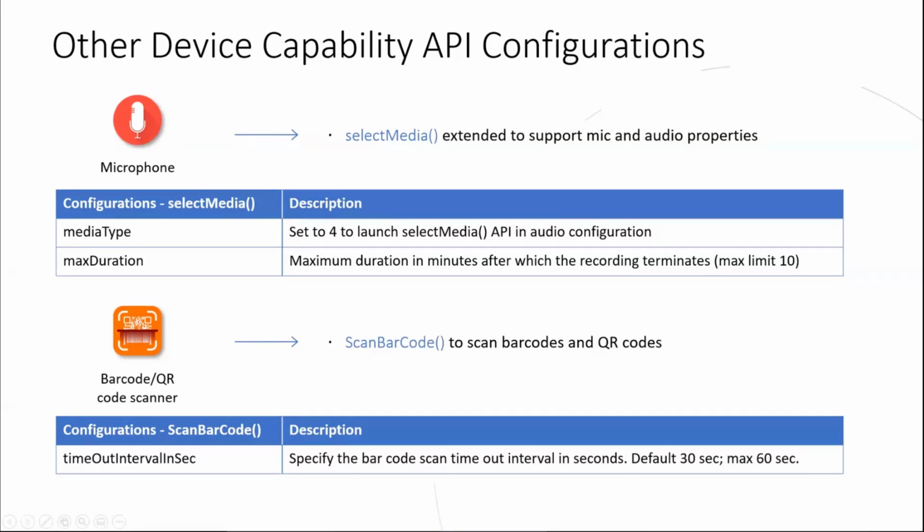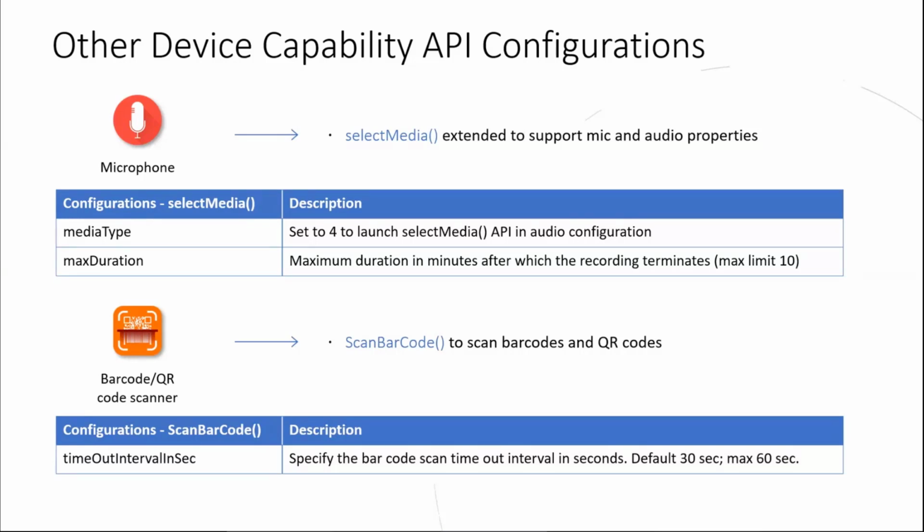So coming to the last two capabilities that we have rolled out for now, microphone is again very simple. There's just one API which we have already discussed. Select media is kind of an umbrella API, so we have just extended select media, which we discussed earlier, to also support mic capability. Basically the interface is the same as seen in the demo.